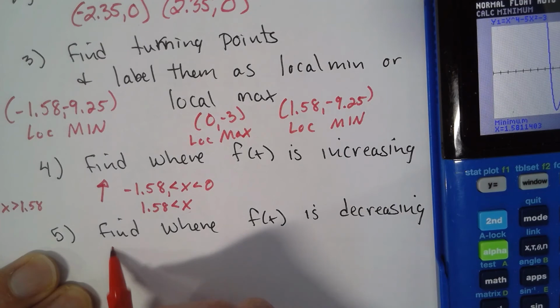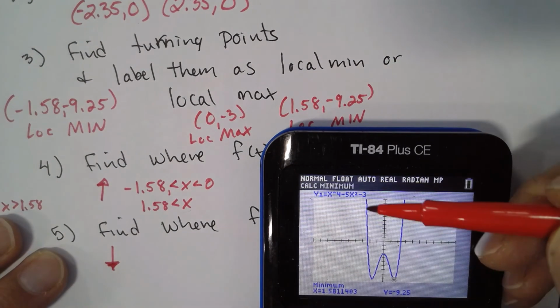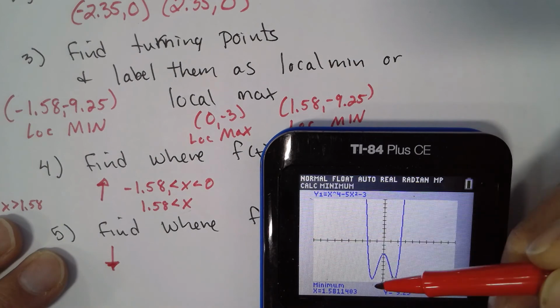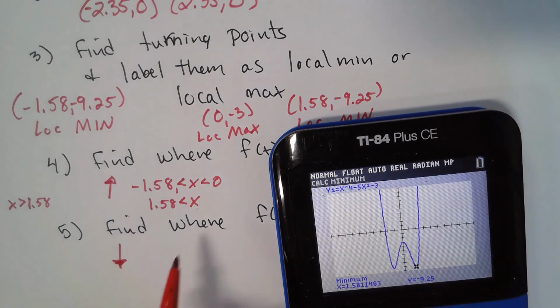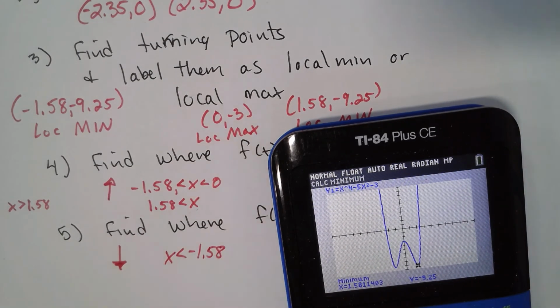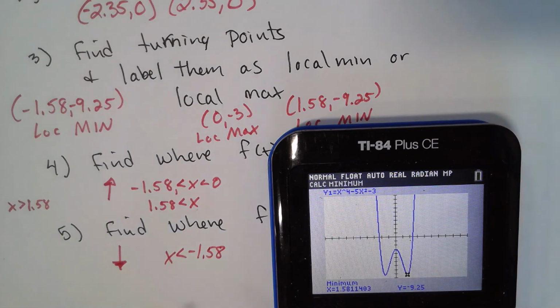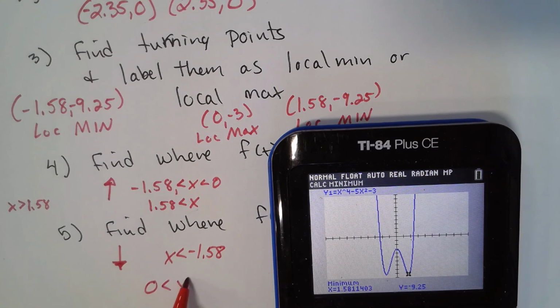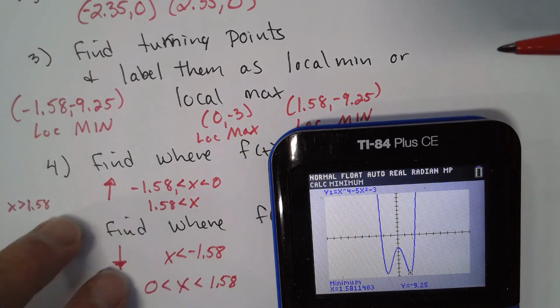It decreases from all the way to here, which is negative 1.58. So for x less than negative 1.58, it's decreasing, and then between 0 and 1.58 it decreases. These are all the x values in the interval.